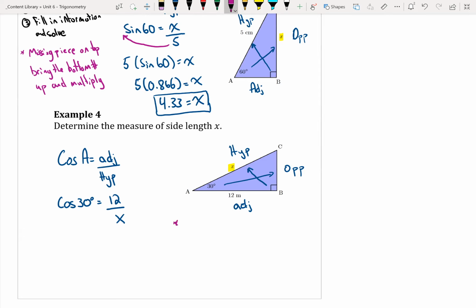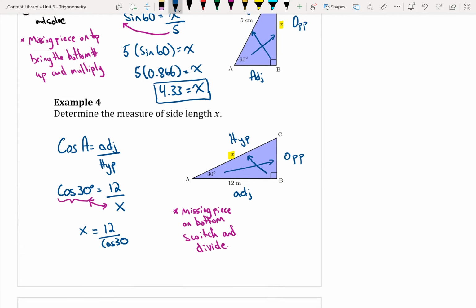So what we can do, we can make another little note here. In this case, the missing piece on the bottom, what we're going to do is switch and divide. So what that means is I'm going to switch these two values and then divide them. So the x is going to switch with the cosine, and I don't mean just the 30, I mean the whole thing, the whole cosine 30. So x is up top, and I have 12 divided by cosine 30. So the entire thing switches.